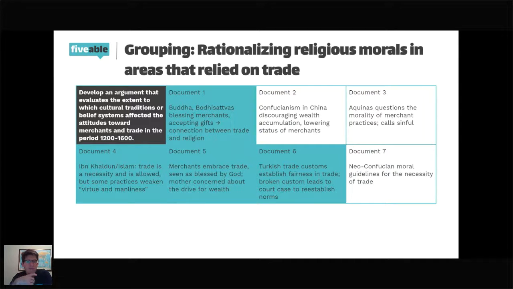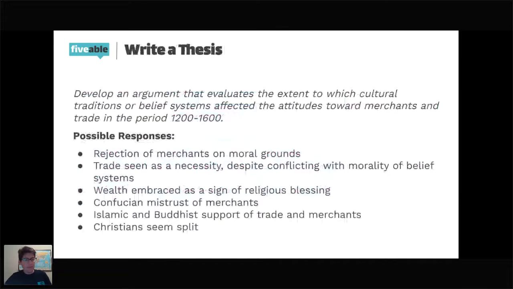You could also group based on the idea of rationalizing your attitudes on trade using religious arguments. We see that with Islam, Buddhism, and with the later Christian document. So there are a lot of different other ways that you can group these documents to arrive at an answer. These are not the only ways, but these are just several that, when I went through, stood out to me. If I had had more time, I could have kept going through them, and I probably could have come up with an even longer list.